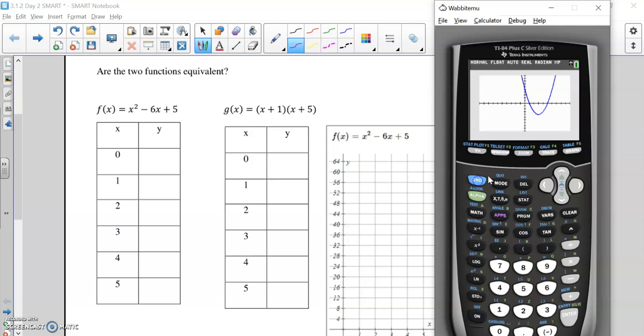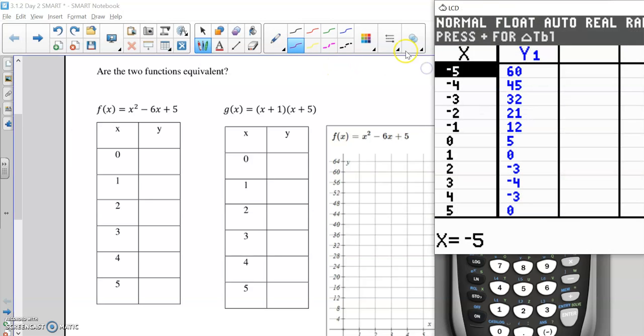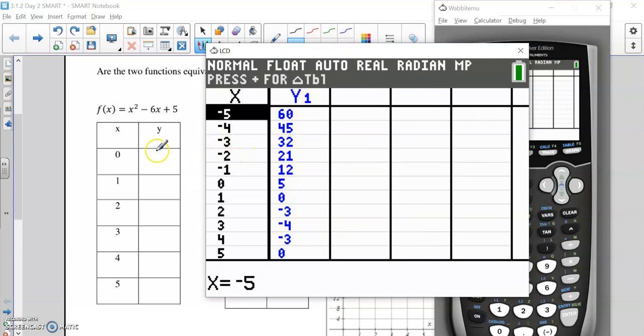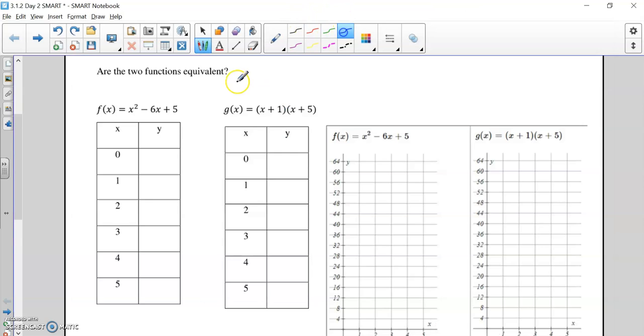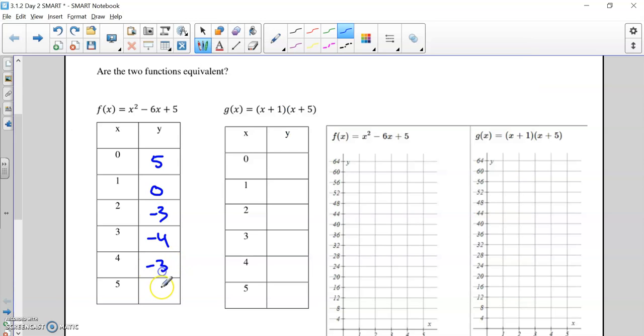Alright, so if you press second and then graph, we'll get our table. So we see here that our table has these values on it. So these are the ones we're going to write down. Because our table started at 0 and went to 5, we'll follow our 0 and go to 5. So we'll go 5, 0, -3, -4, that type of thing. So 5, 0, -3, -4, -3, and 0. Okay, that is our first table.